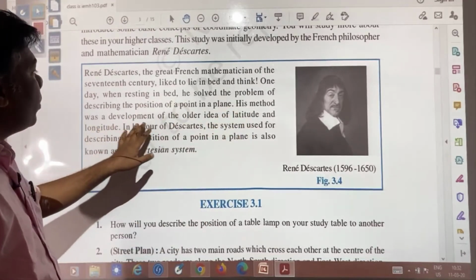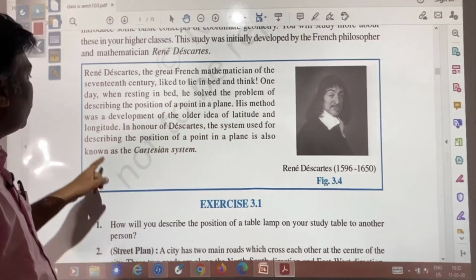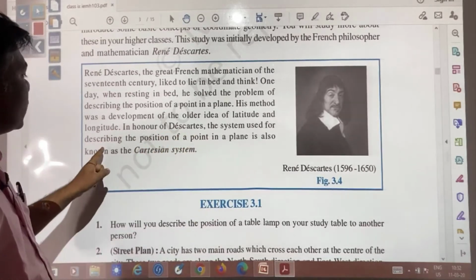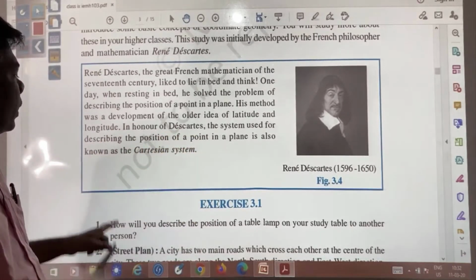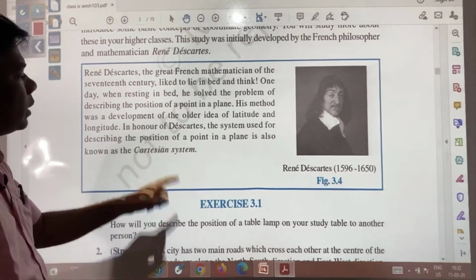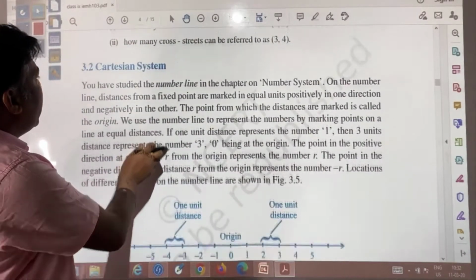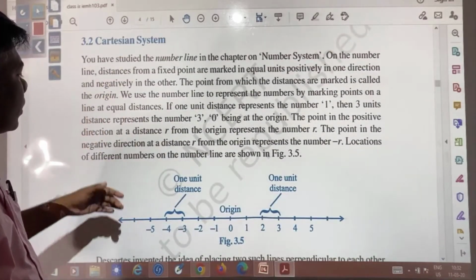His method was a development of the older idea of latitude and longitude. In honor of Descartes, the system used for describing the position of a point in a plane is also known as the Cartesian system. So this we will see today. Here you see the Cartesian system.